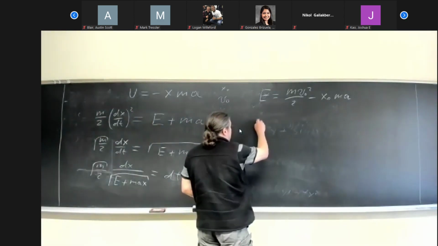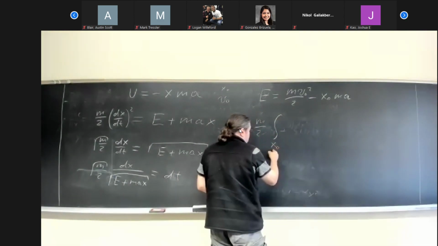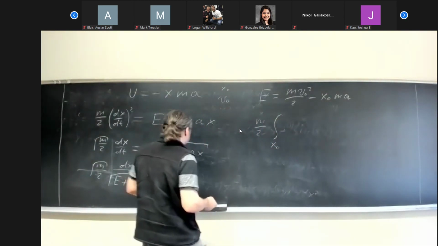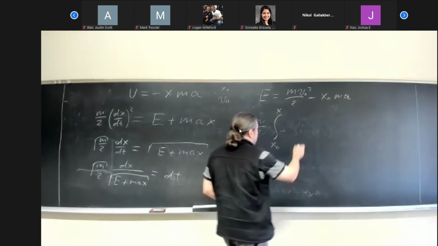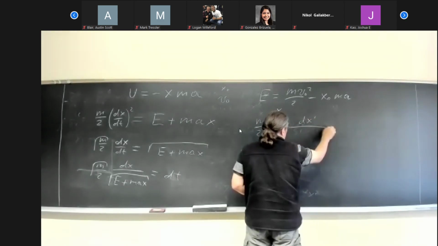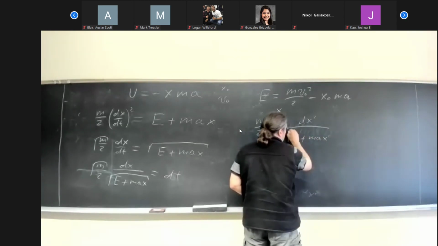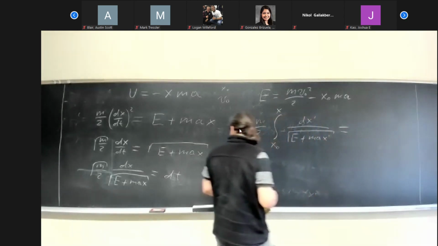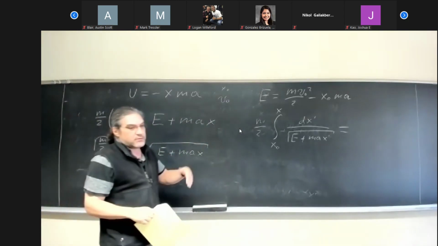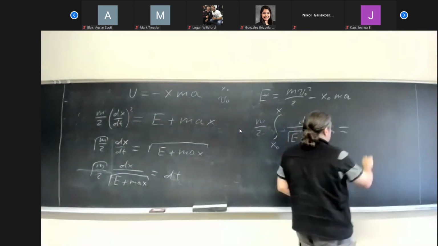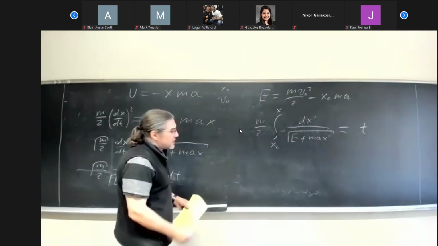So what I have now is square root of m over 2 times the integral from x naught, my initial condition, to some other coordinate x, of dx prime divided by square root of E plus m a x prime, and it must be equal to the integral of dt. Integral of dt from t equals 0 to t is actually t, right? And all I need to do now is to take this integral.